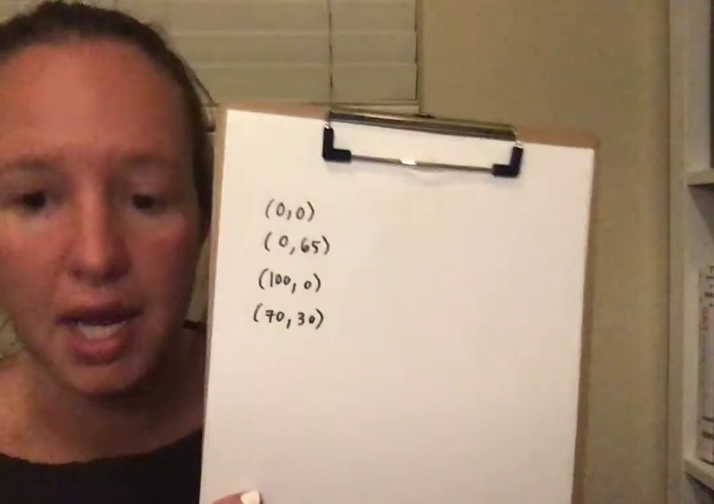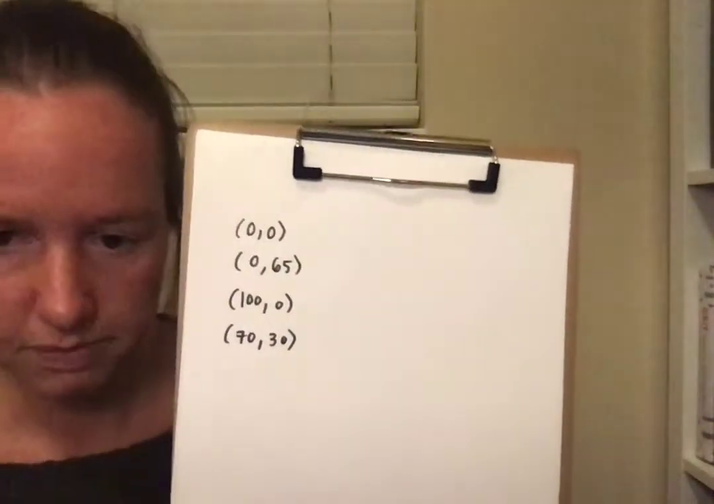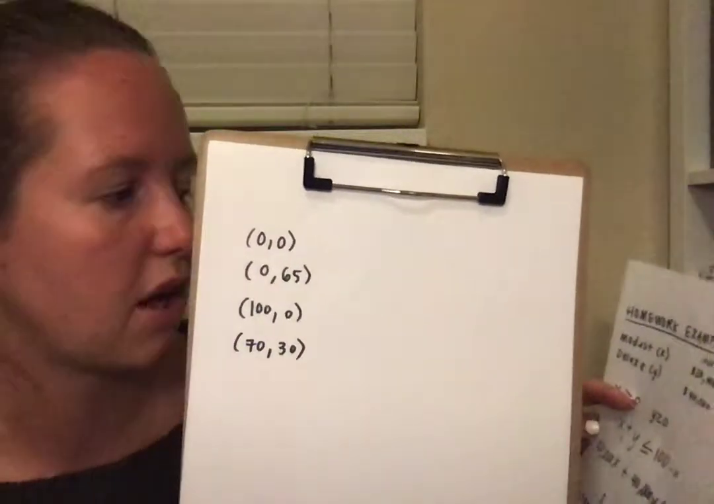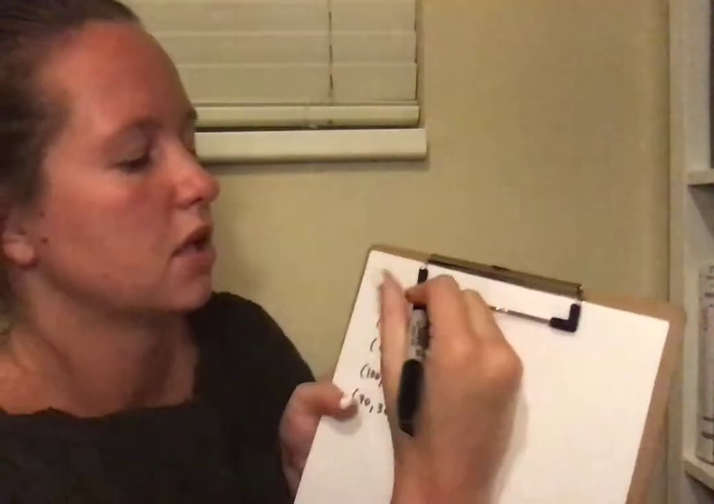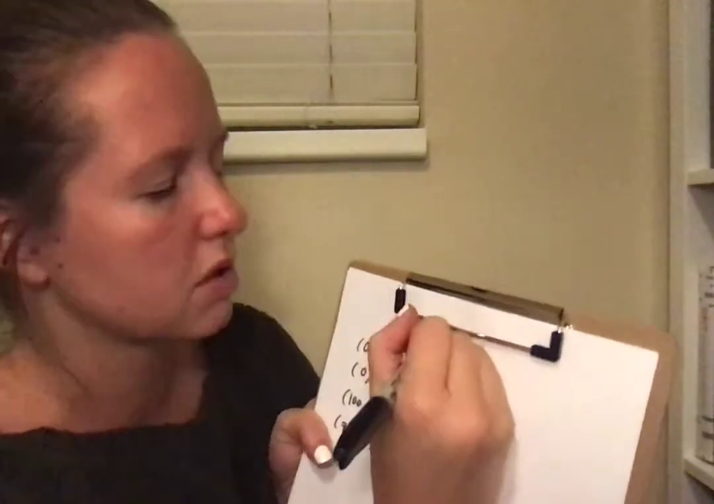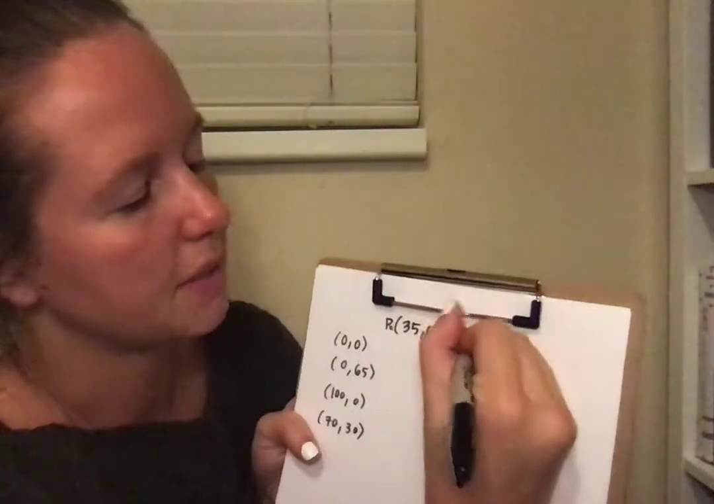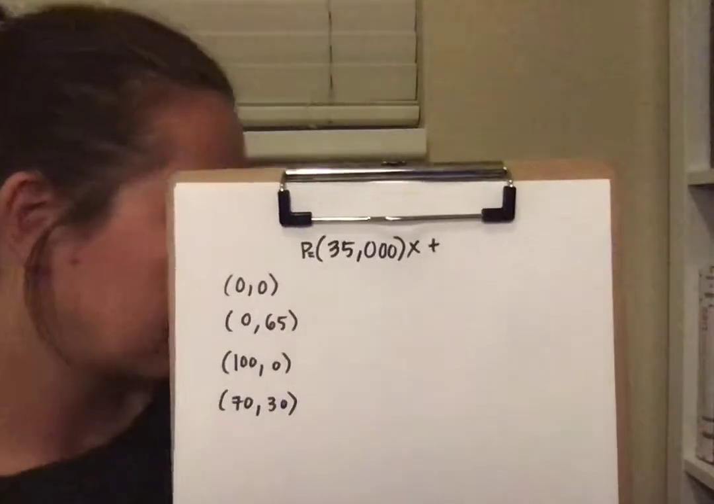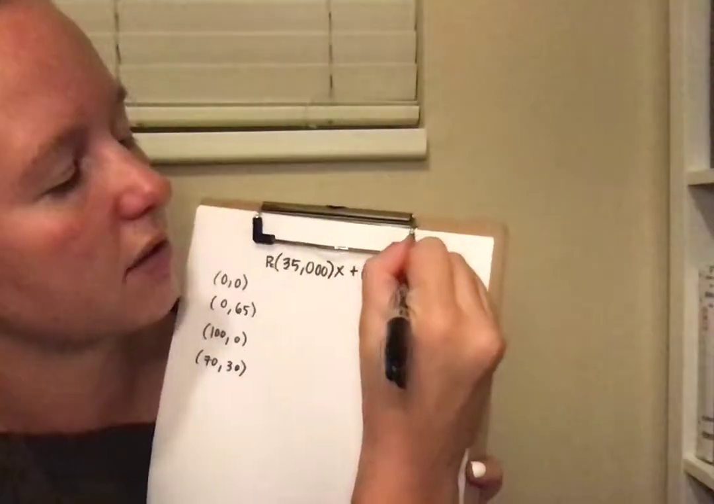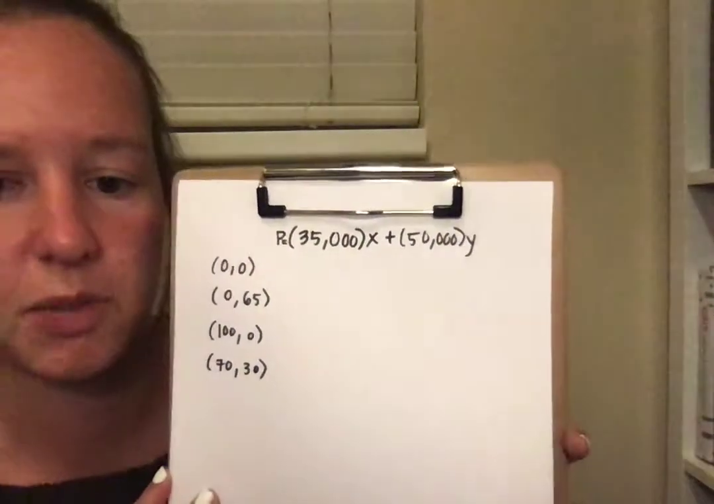So you're trying to maximize money, right? So you're going to test it in the money equation, the profit equation. If you look back at the beginning, we made $35,000 off of x, the modest houses. So our profit equation is $35,000 times x, and then we're making $50,000 off of our y deluxe houses, so $50,000 times y. So there's our profit equation. That's how much money we're making.